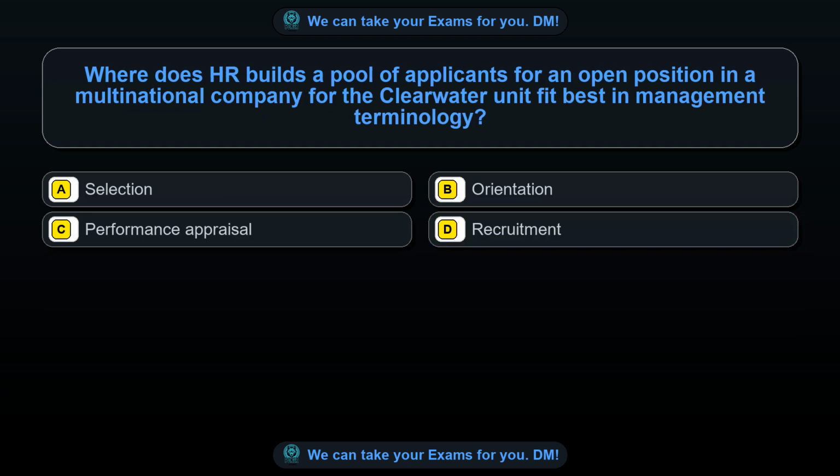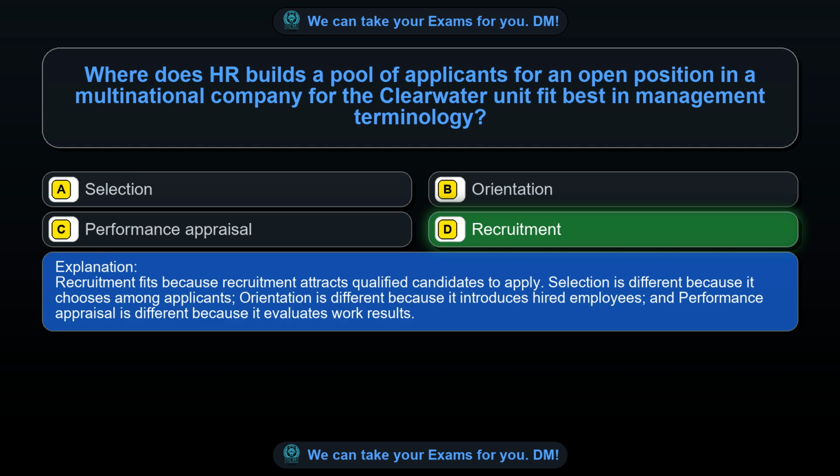Question 6. Where does HR building a pool of applicants for an open position in a multinational company for the Clearwater unit fit best in management terminology? Option A, selection. Option B, orientation. Option C, performance appraisal. Option D, recruitment. The correct answer is option D, recruitment. Recruitment fits because recruitment attracts qualified candidates to apply. Selection is different because it chooses among applicants. Orientation is different because it introduces hired employees, and performance appraisal is different because it evaluates work results.